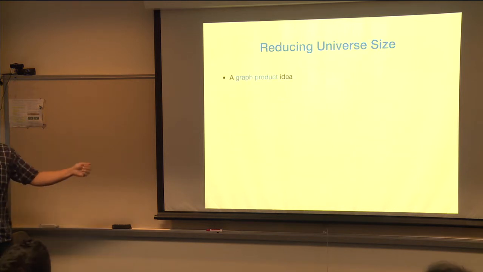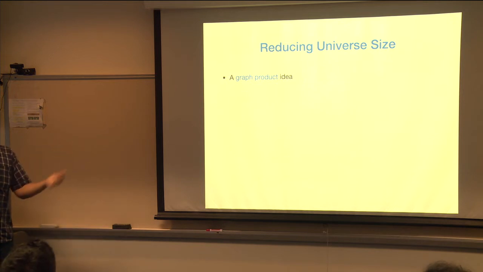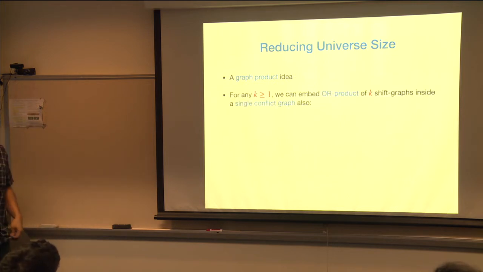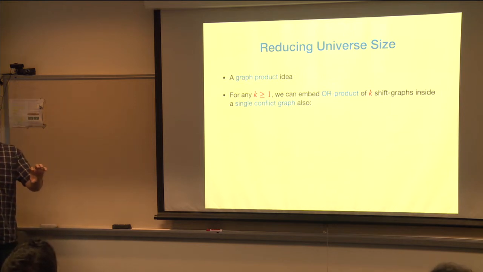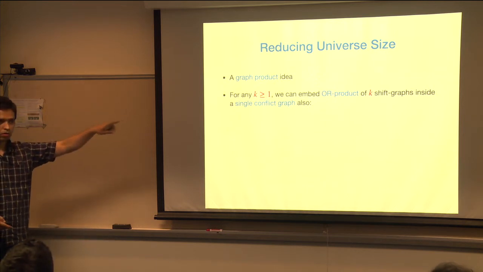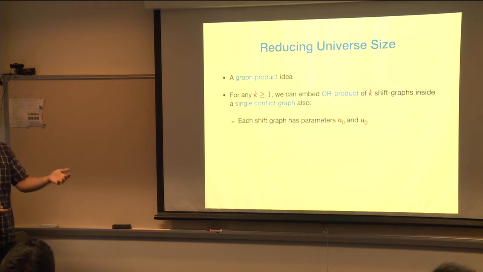Instead of applying this argument to the entire graph, I create a smaller graph, shift graphs, and then pack all of them inside one conflict graph. Okay? So let me say it roughly like this. Let's say I create a small shift graph, okay? And then I'll take this OR product of them. I'll show you the product in a second, to get one conflict graph.